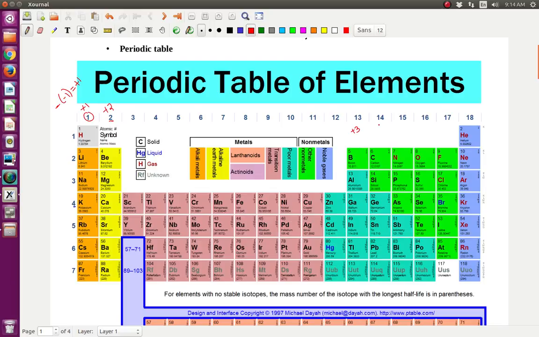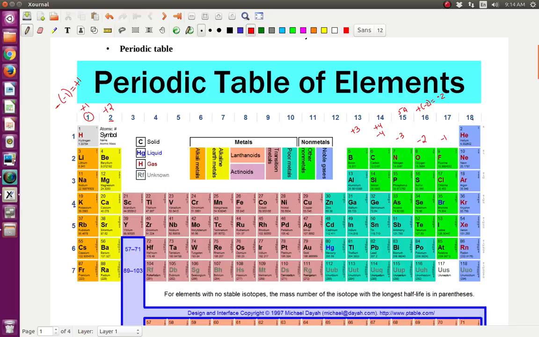And then these elements over here are going to be either positive or negative. Group 4 can be a +4 or a -4, and then some more. But group 5A or 15, it's easier to gain 3 than to lose, so they generally have a -3. These have a -2. They're going to gain 2 electrons. So if you add 2 negatives, you get a -2 charge. And this is going to gain 1 electron.